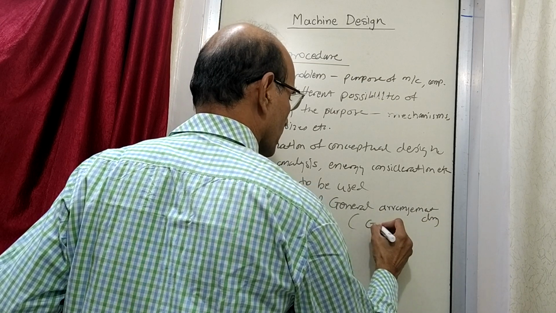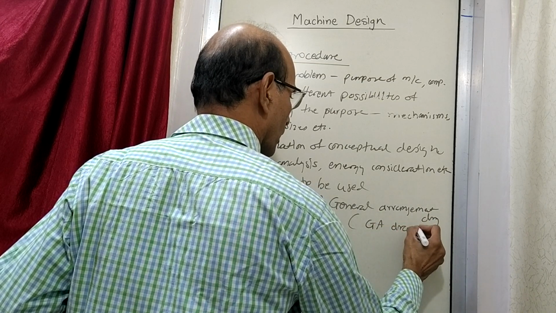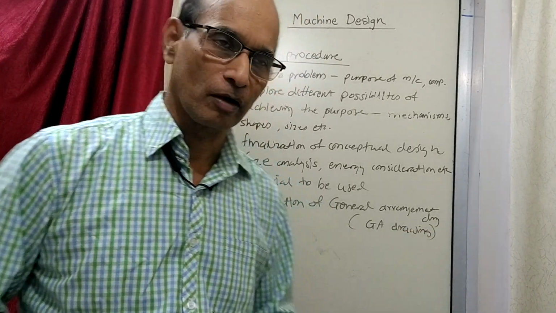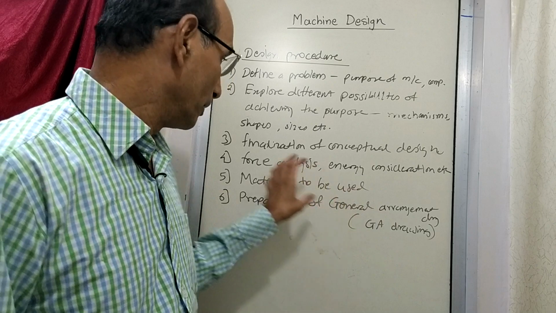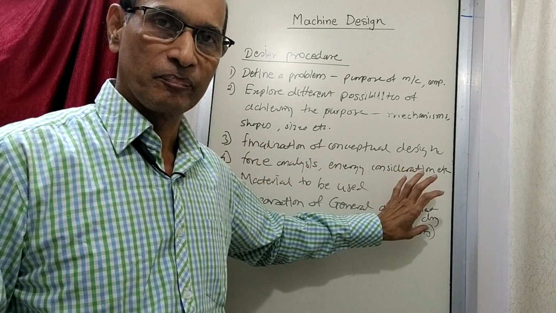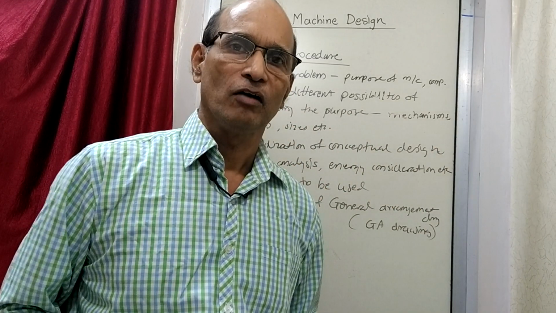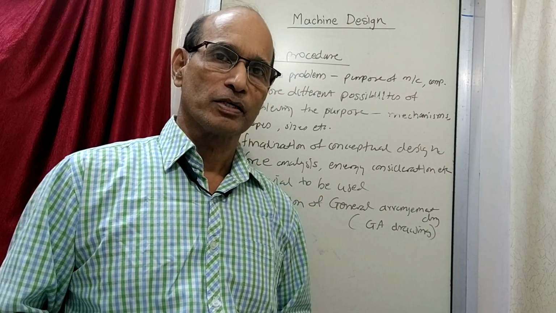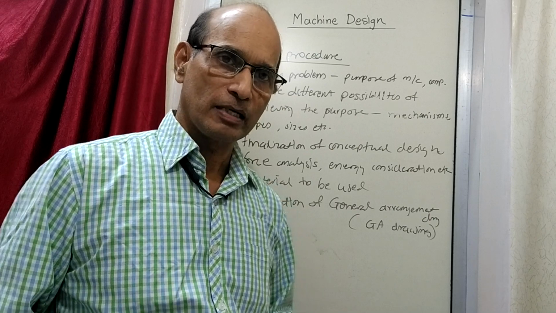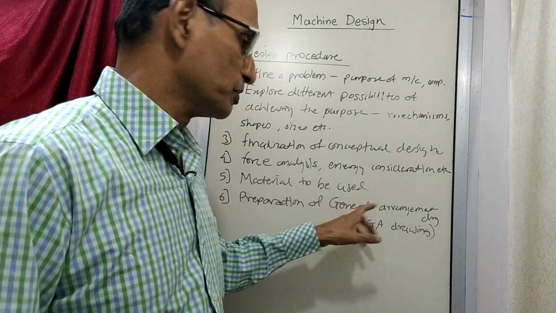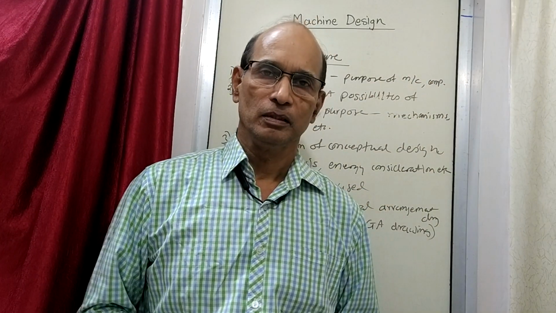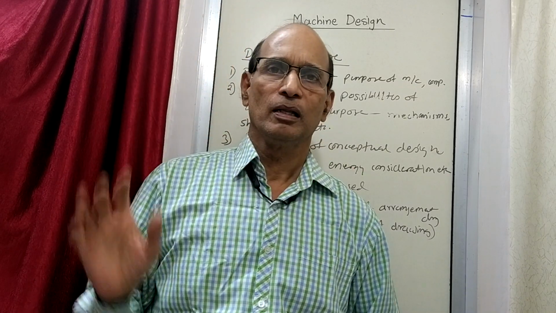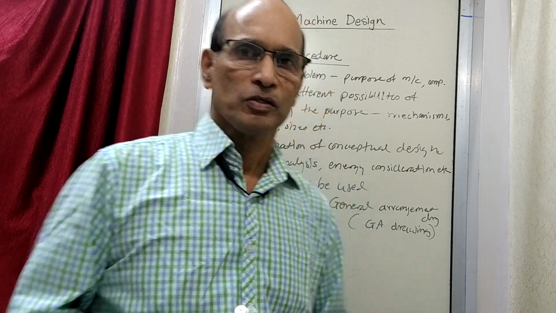It is also called, this is a very common term used, GA drawing. GA drawing means general arrangement drawing. So having done work up to this extent, we get some rough idea of how the whole thing is going to be. And then based on that, we prepare the general arrangement of the whole system or the machine in the form of a simple line diagram. Okay, so this is a diagram.